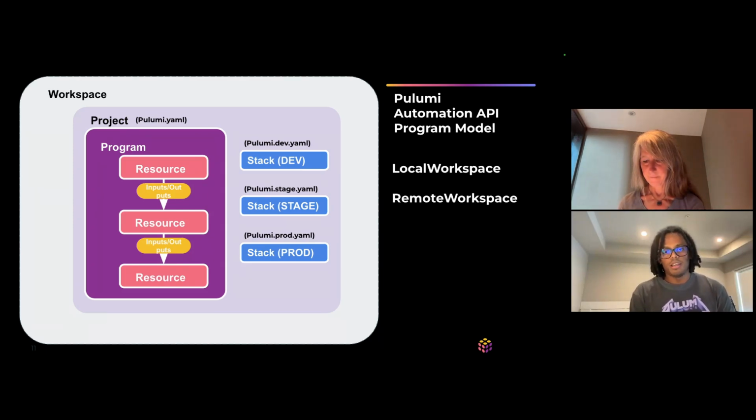The local one supports the code being inline. So when you author an Automation API program using a local workspace, you provide the program as part of the code itself. Remote workspace allows you to store the Pulumi program in a GitHub repo, so that instead of having it in your application code base, it just reaches out to that GitHub repository and executes that Pulumi command from that repo.